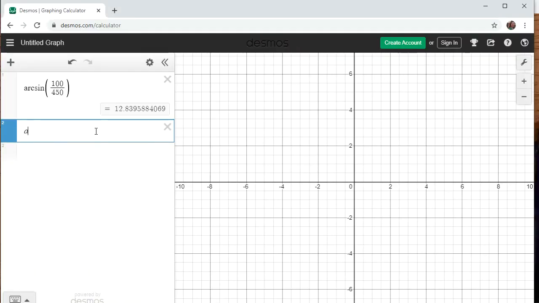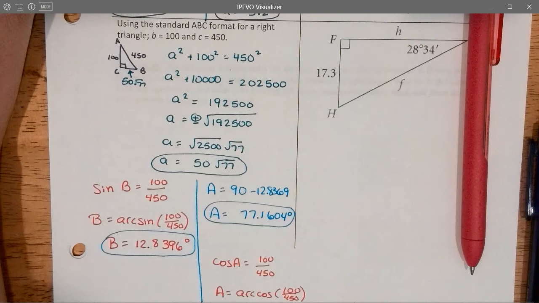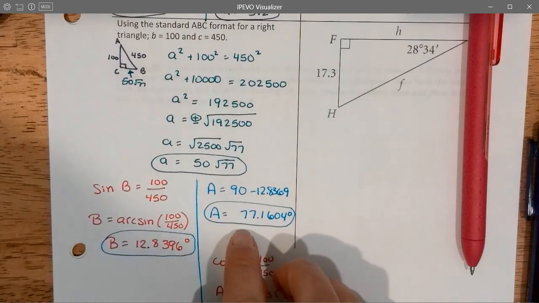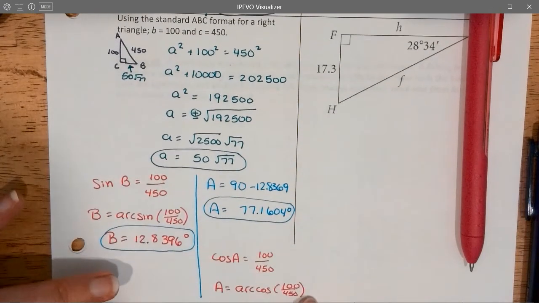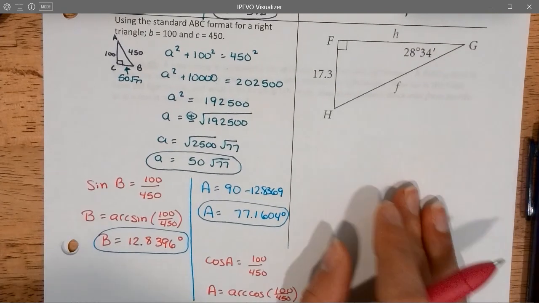If I try the arc cosine of that same ratio, 100 over 450, 77.1604 looks perfect. Okay, so we can find that angle in two different ways. I recommend, of course, the subtraction as the easier method, but it's helpful to know that I could have done it either way.